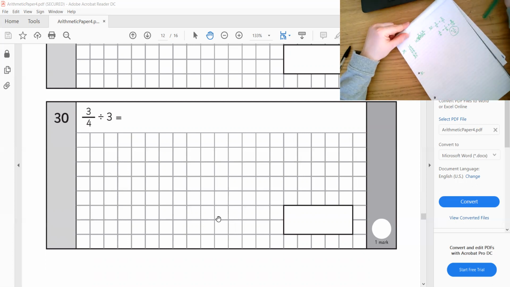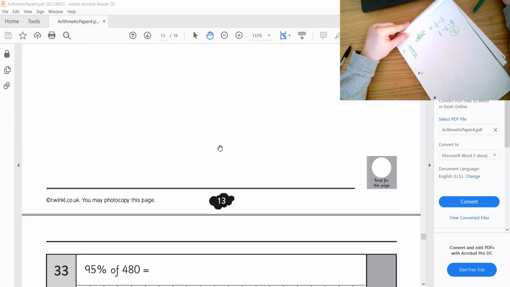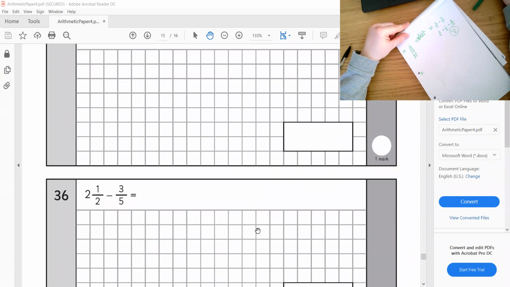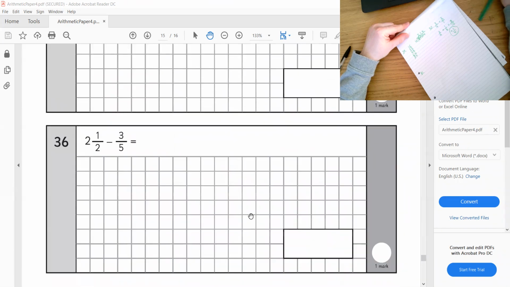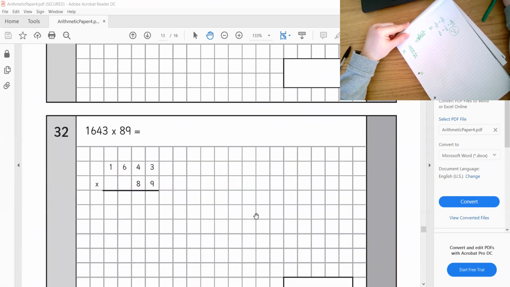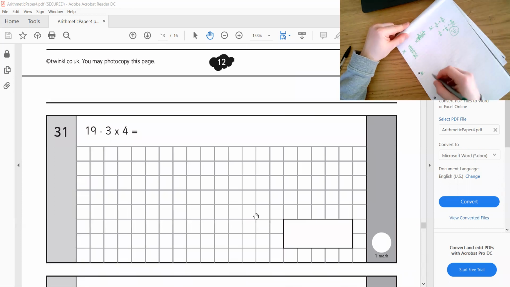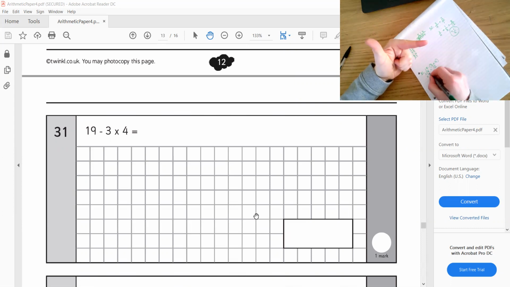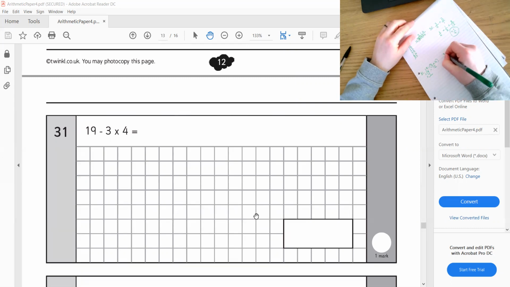Question 31. I haven't got many more to go, I don't think now. 31, 32, 33, 34, 35, 36. Yeah. All right, question 31. Another 1 marker. 19, take away 3 times 4. Just got to remember BODMAS maths. So I'm doing this bit first. So that is 12. So 19 take away 12 then equals 12, 13, 14, 15, 16, 17, 18, 19, 7. Ta-da, done.